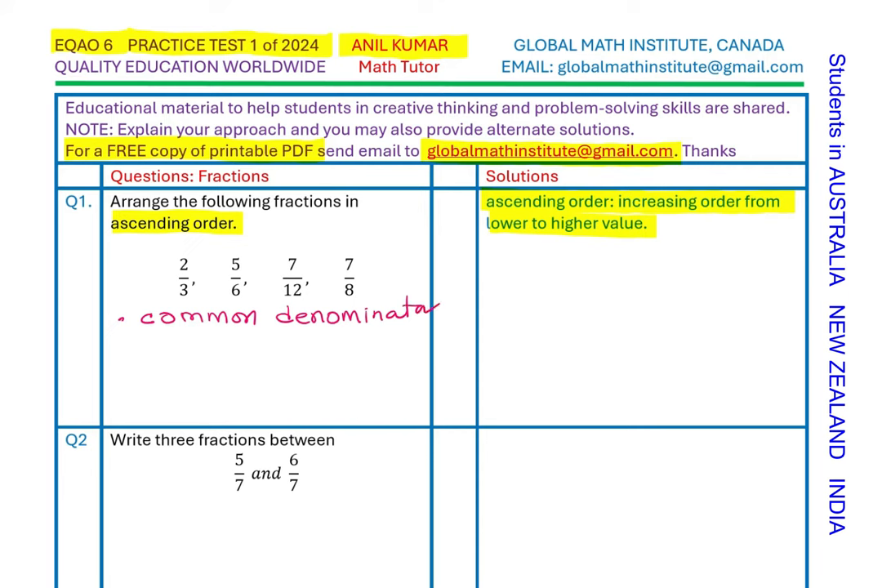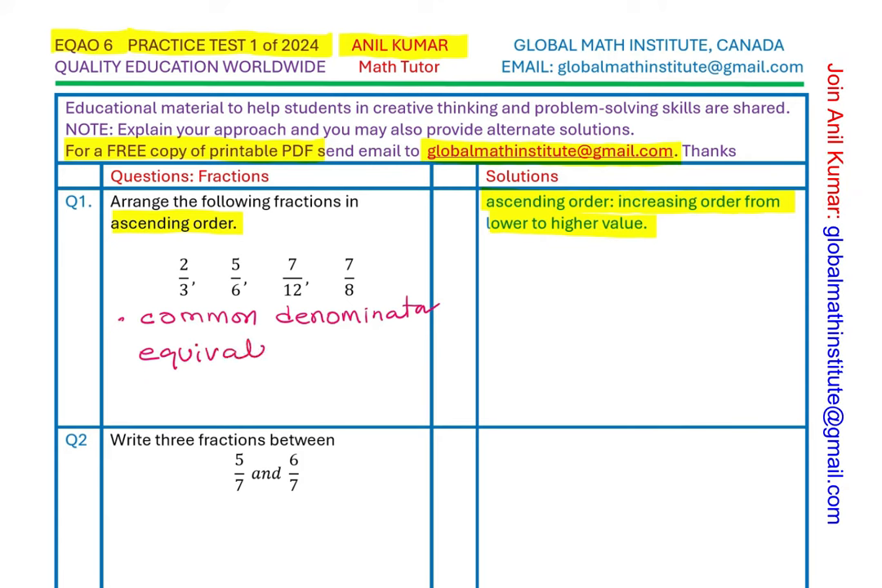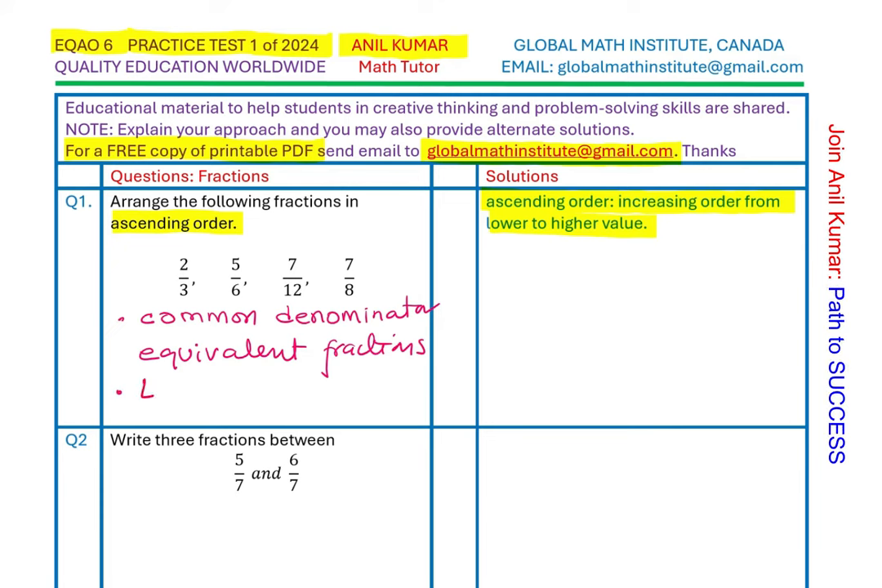So when you take a common denominator, you really write equivalent fractions. And that makes it simple to arrange them in increasing order. Probably that is the best strategy. Now, how do we take a common denominator? For a common denominator, we need the LCM, the lowest common multiple. The numbers in the denominator are 3, 6, 12, and 8. The LCM in this case will be 24.